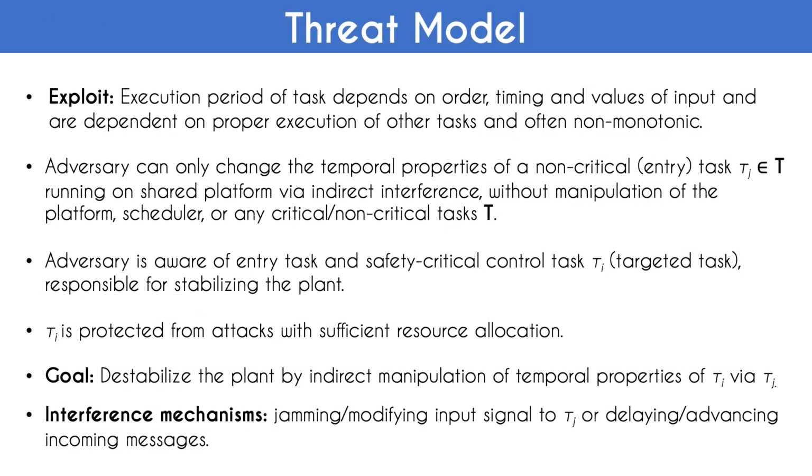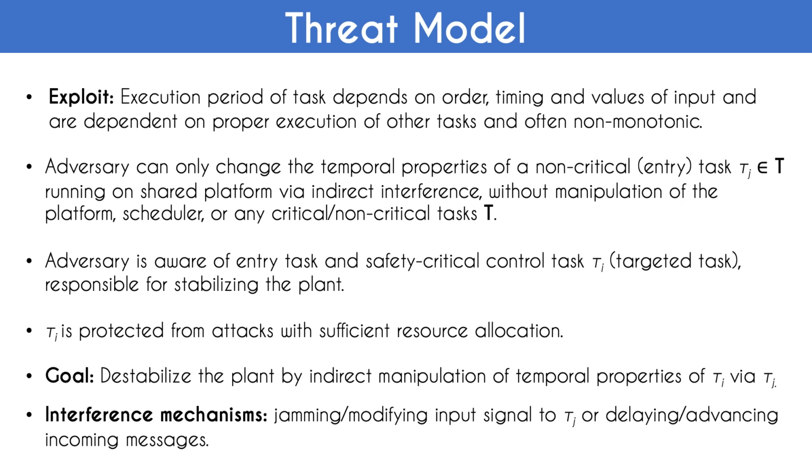So as I was saying, for the threat model, we said that we're going to upset the system by modifying the temporal properties of our non-critical tasks. So what are the assumptions? We assume that the adversaries in no way can affect the temporal properties of the critical tasks. They can only upset the temporal properties of the non-critical tasks, and they can only do that by modifying the inputs.